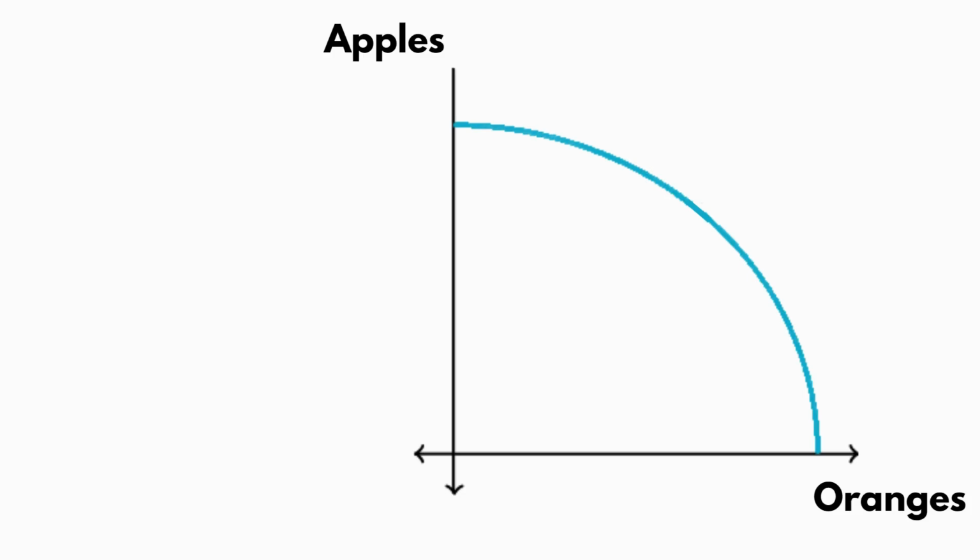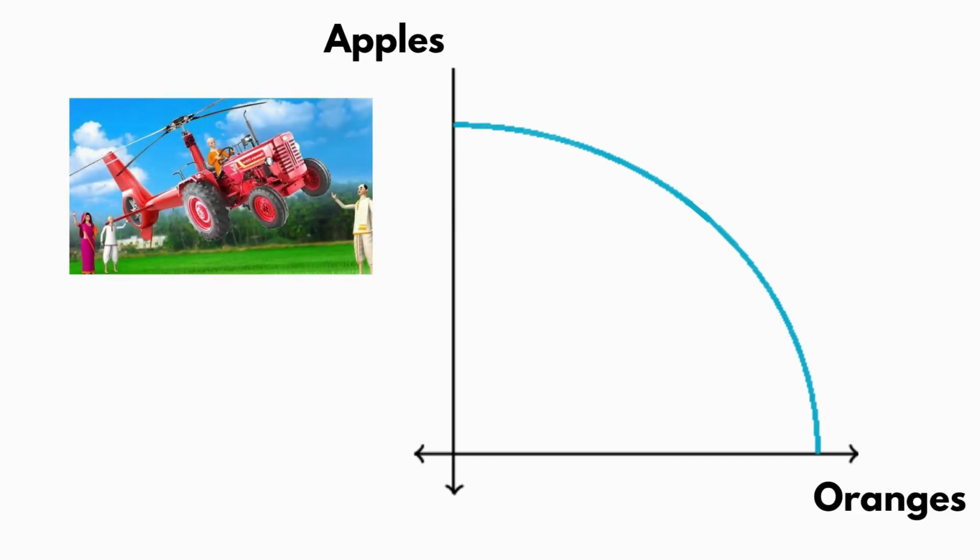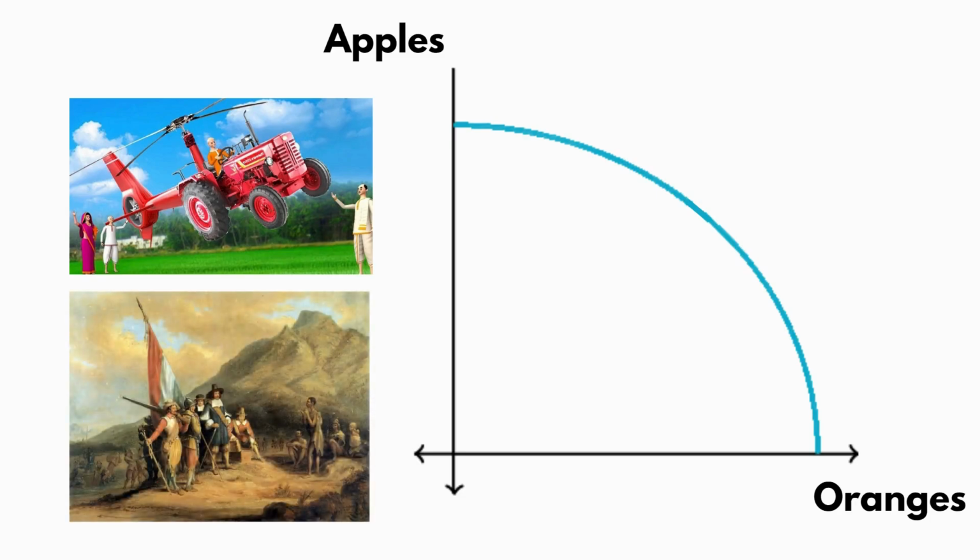Now, we could show how new resources and technological progress could affect the PPC. Let's say we're looking at an agricultural economy that only produces apples and oranges. If the country develops a better form of agricultural technology that increases their harvest, or let's say annexes a neighboring country and takes its land and resources to use for farming, they will be able to produce a higher total amount of both apples and oranges. Hence, the PPC would move outwards, representing economic growth.